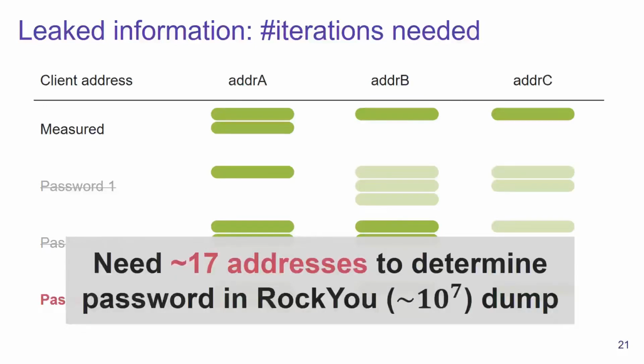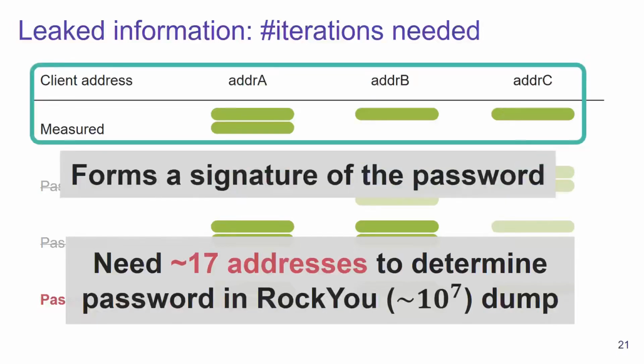So what is the complexity of this attack? Well, let's say that we want to uniquely determine the password in the RockU database dump. Then on average, we will need to spoof around 17 MAC addresses. And this results in a fairly efficient algorithm. And one of the main takeaway messages here is that the number of iterations that are executed for a given set of MAC addresses forms a signature of the password.